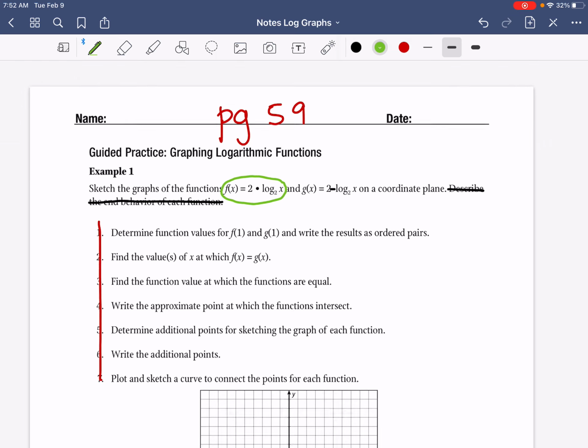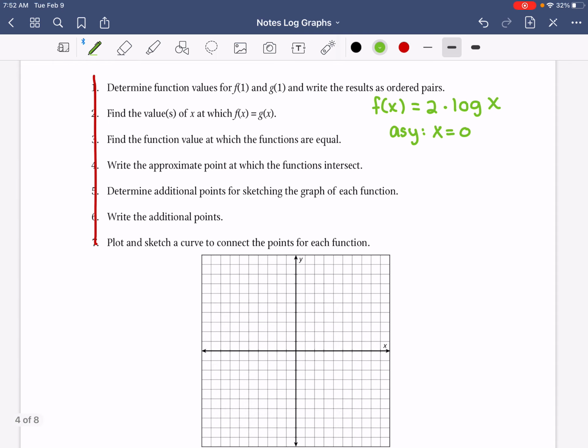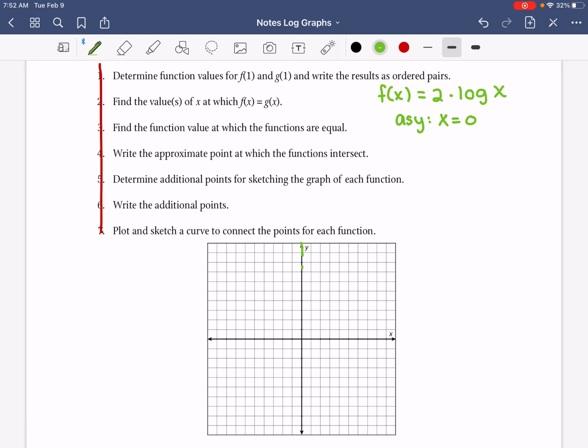So here's our first one. The first thing that you want to do is identify your asymptote. So your asymptote is the number that's inside the parentheses. Notice we don't have any parentheses. That just means that our asymptote is going to be at x equals 0. So x equals 0, that's going to be a vertical line just on the y-axis. That's the line that our graph's going to get really, really close to but never actually touch.